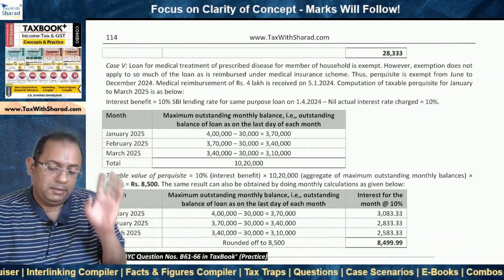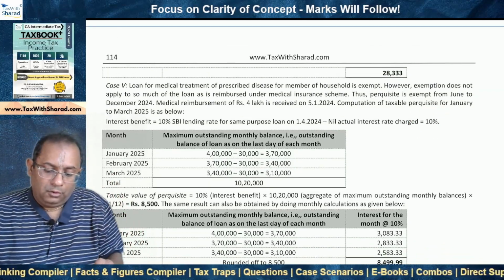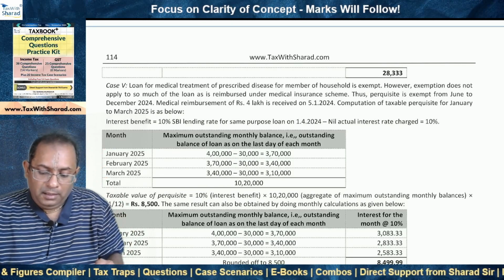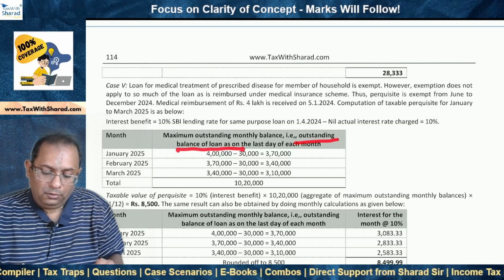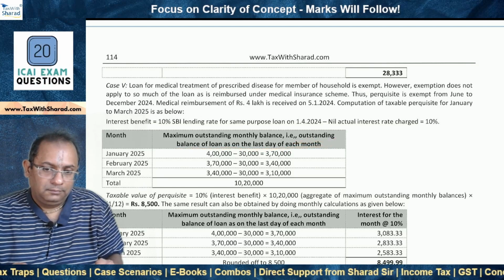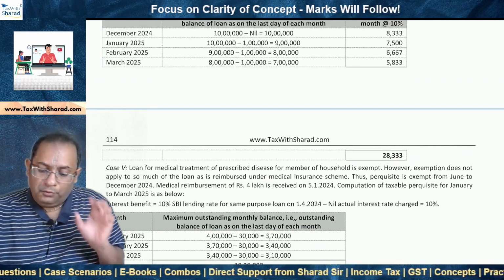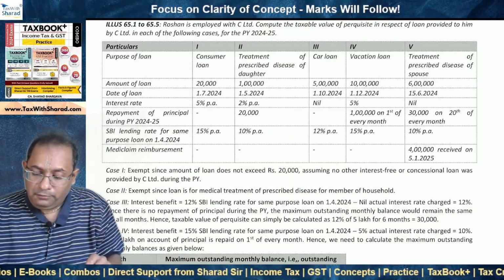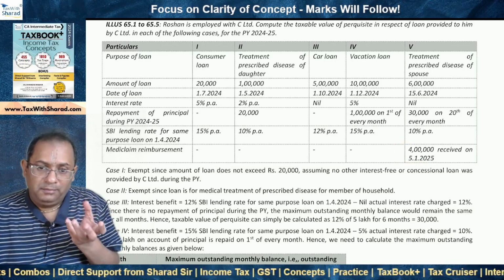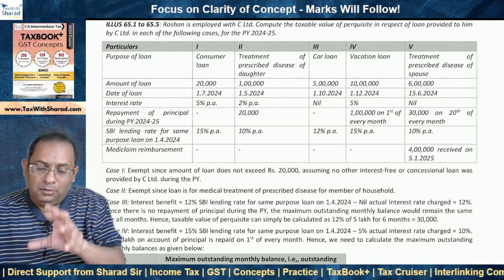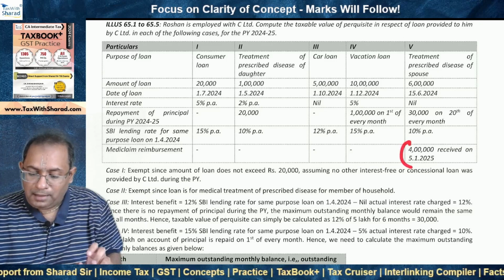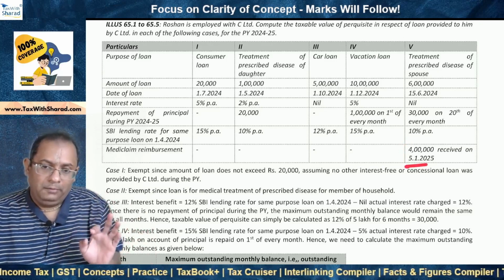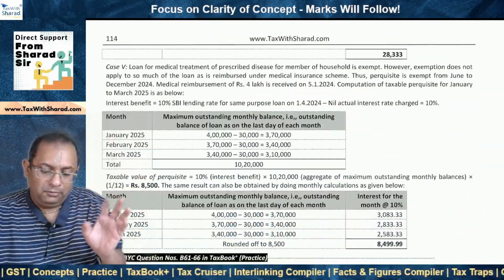And now we will employ the same method. So taxability will arise for January, February, March, and we find out outstanding balance of loan as on the last day of each month. Okay. So what is the amount of loan which will be taxable? It will not be 6 lakh. From January, 4 lakh will be taxable because exemption is only to the extent the amount is not reimbursed. So 4 lakh will not be exempt and the balance will remain exempt. So computation will be made in respect of 4 lakh.